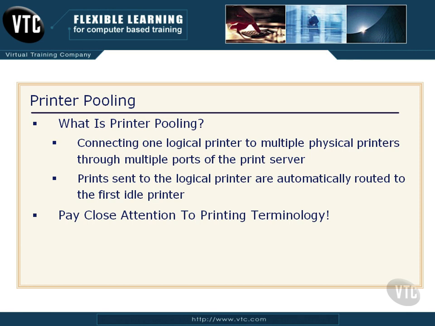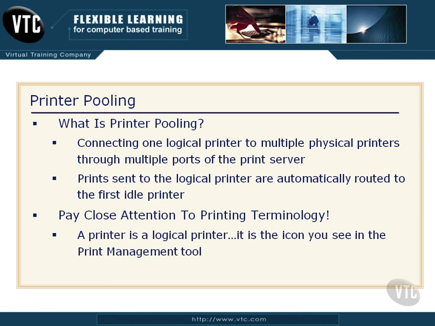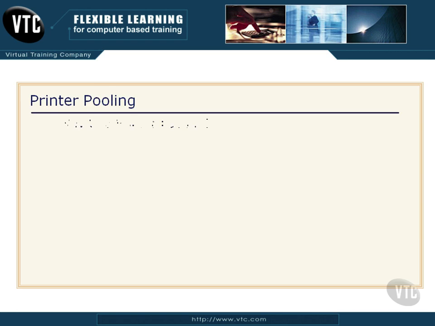Now, pay close attention to the terminology that Microsoft will use on the exam, in the documentation, and in the real world. A printer, as far as Microsoft's concerned, is a logical printer. It's that icon that you see in the print management tool. A physical printer is that device that you actually load paper into and get prints out of. It's what we plug into the wall, power up, and all that.